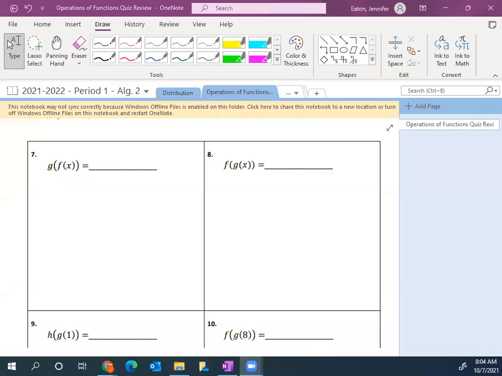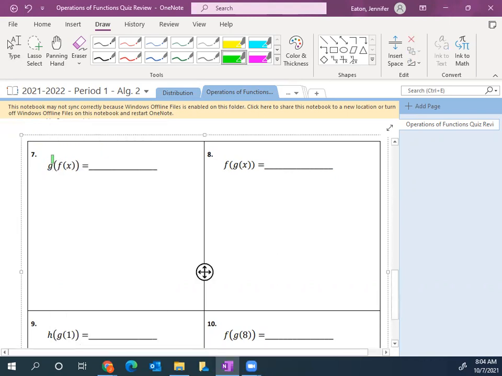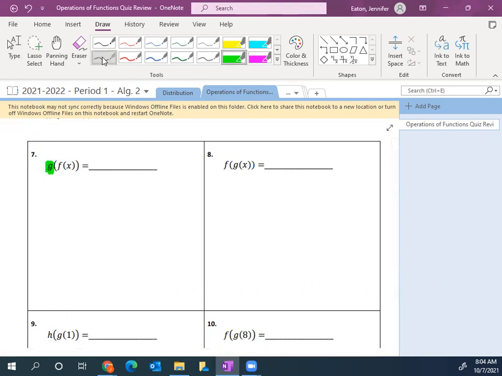Okay, so for this next one, we have g of f of x. So what's the outer letter here? The outer letter here is the g. Yes, the g right here. So we're looking at the g, and we're going to write our g equation down, which is 3x plus 7.